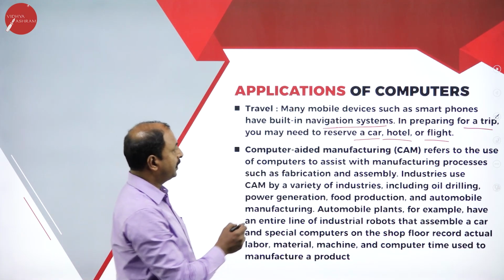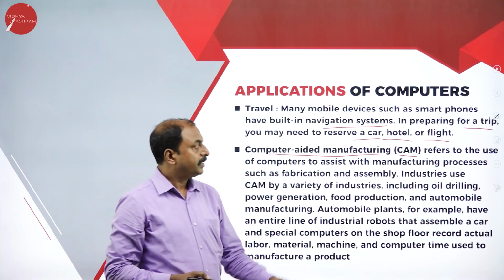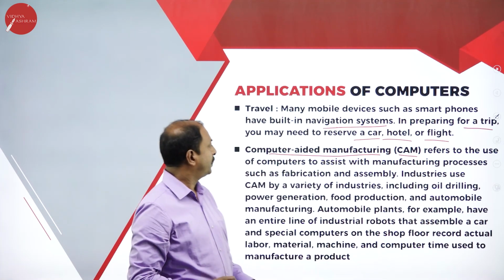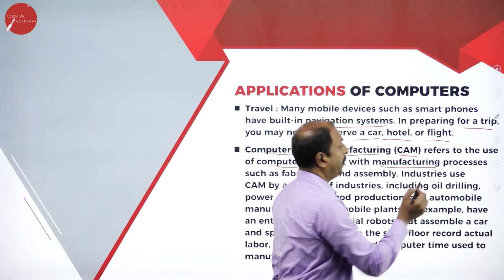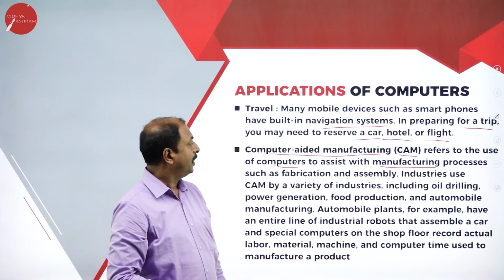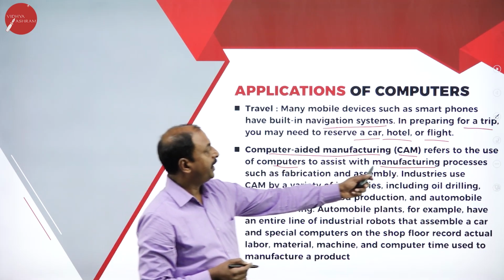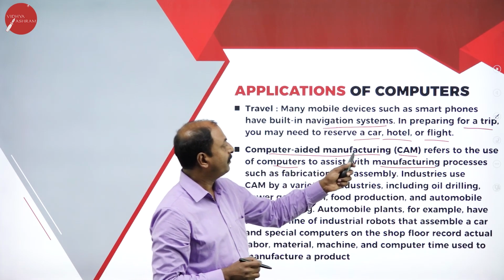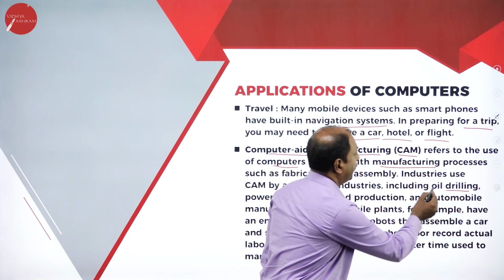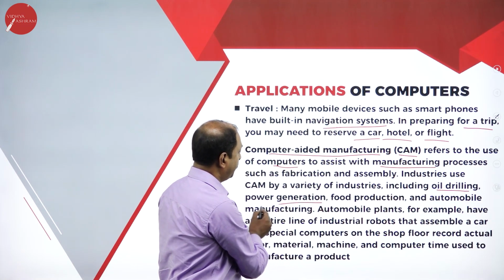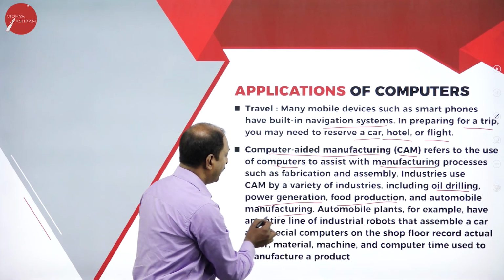Next application is computer aided manufacturing, or CAM. CAM refers to the use of computers in a manufacturing unit or in the manufacturing process. We can use CAM in various industries, including oil drilling, power generation, food production, and automotive manufacturing.